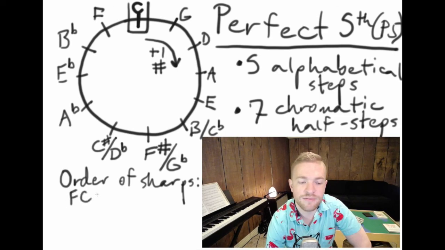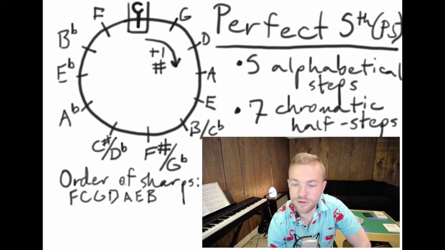So you just start on F, and each sharp is a fifth above the previous sharp. So this is your order of sharps right here, okay? So, for example, the key of G would have one sharp, and that sharp would be F sharp, meaning the only difference between the key of G and the key of C is that the key of G has an F sharp instead of an F natural.